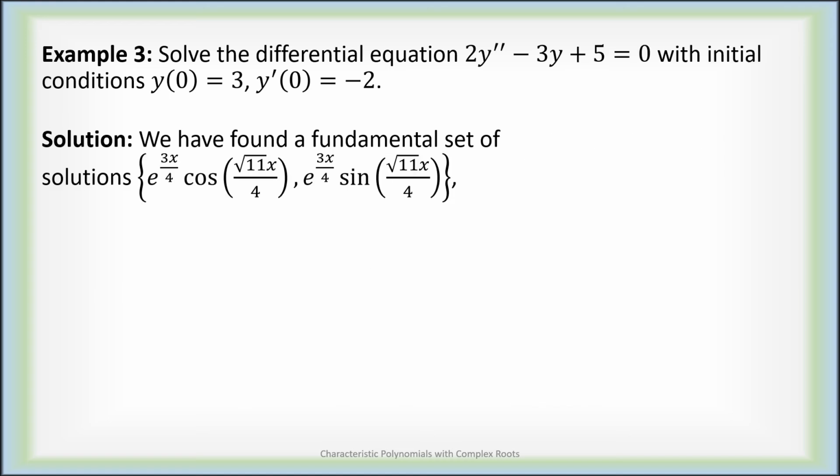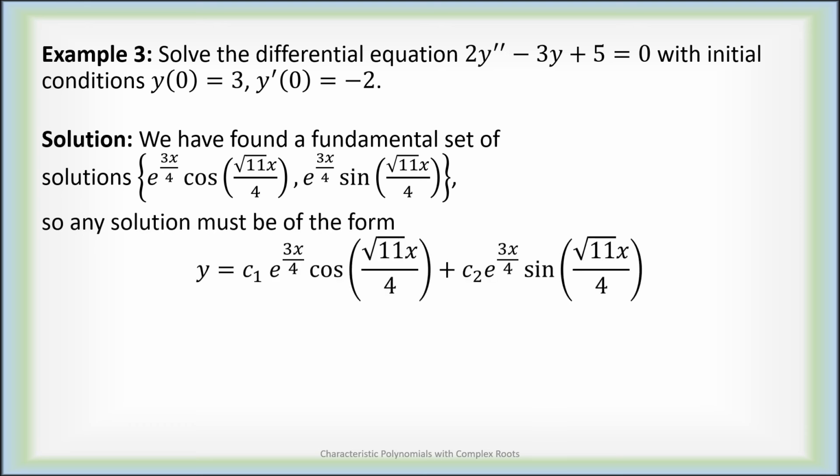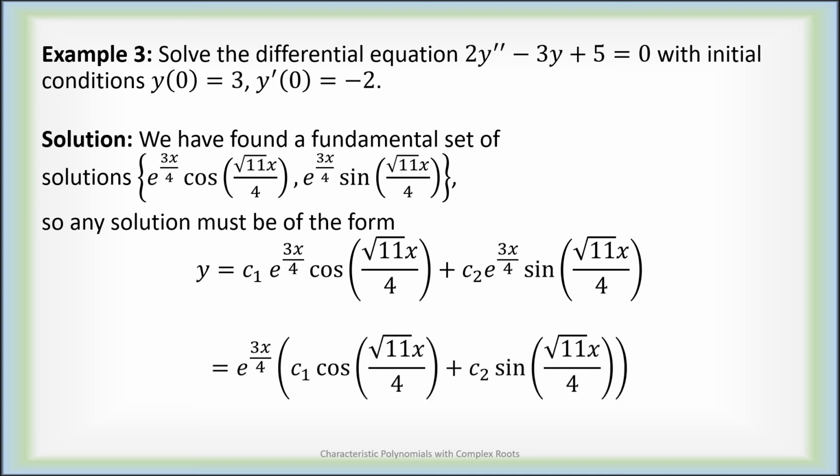Now, since we have found a fundamental set of solutions, we know that any solution at all to the differential equation must be some constant times the first plus another constant times the second. Notice both of these have the same factor of e to the 3/4 x. So we can go ahead and factor that out. It might be a little more convenient. It's entirely optional. So here is the general form of our solution.